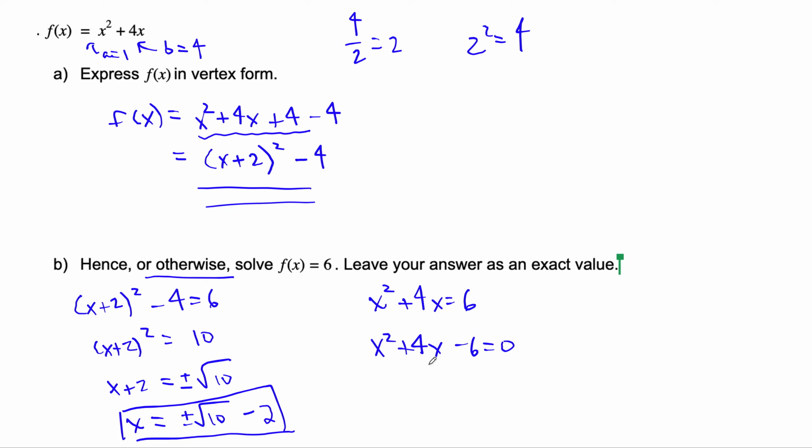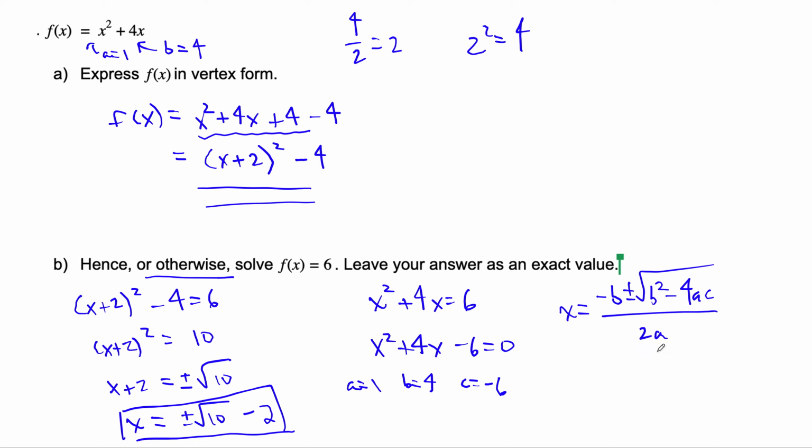Now we can try to factor this, but it won't be possible because we can already see the answer is really ugly. Even if we didn't, 2 numbers that multiply to -6 and add to 4 will not work. So another way we can do this is using the quadratic formula, where in this case a equals 1, b equals 4, c equals -6.